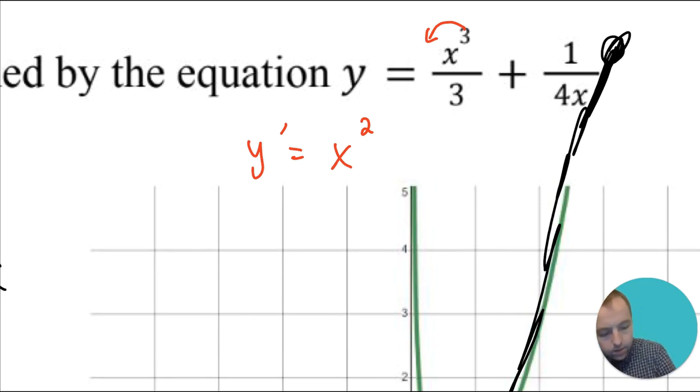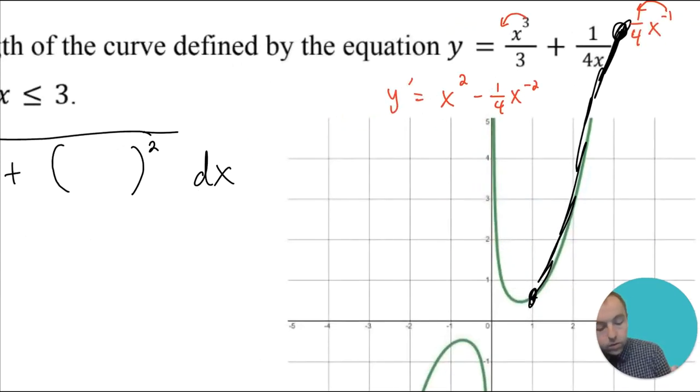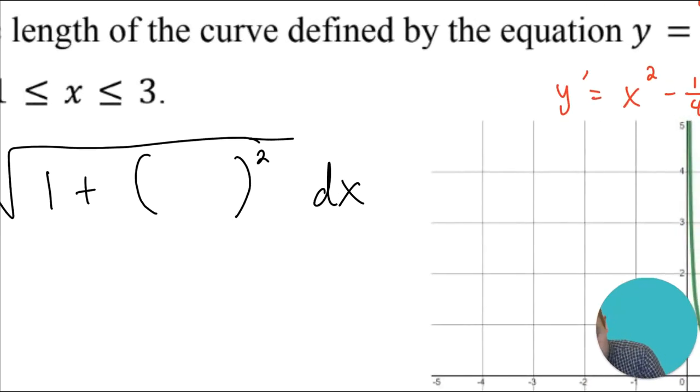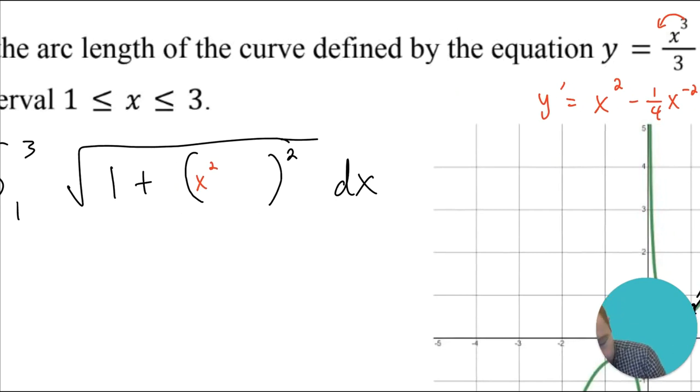And then this right here, which we're differentiating currently, is 1/4. Since you're dividing by x, it's x to the negative 1. And then you'll have to do power rule. So bring the negative 1 down to multiply with 1/4, which will make it negative 1/4, and then decrease the exponent by 1 to become negative 2. So that is your derivative that we can plug in right here: x squared minus 1/4 x to the negative 2.